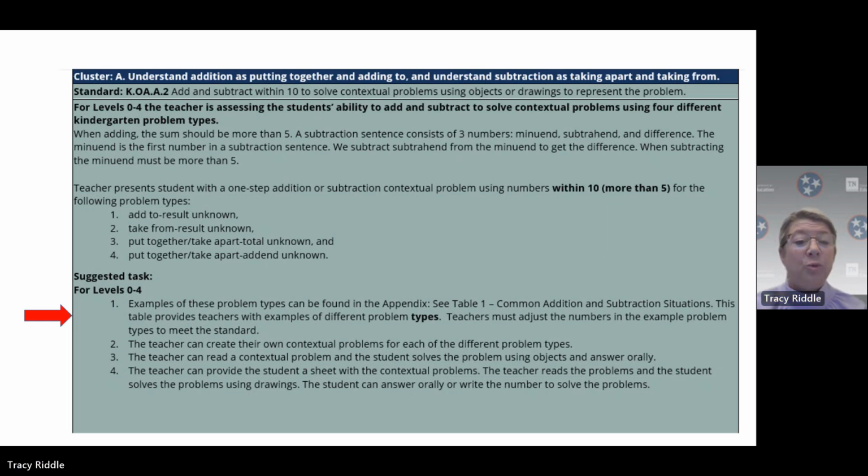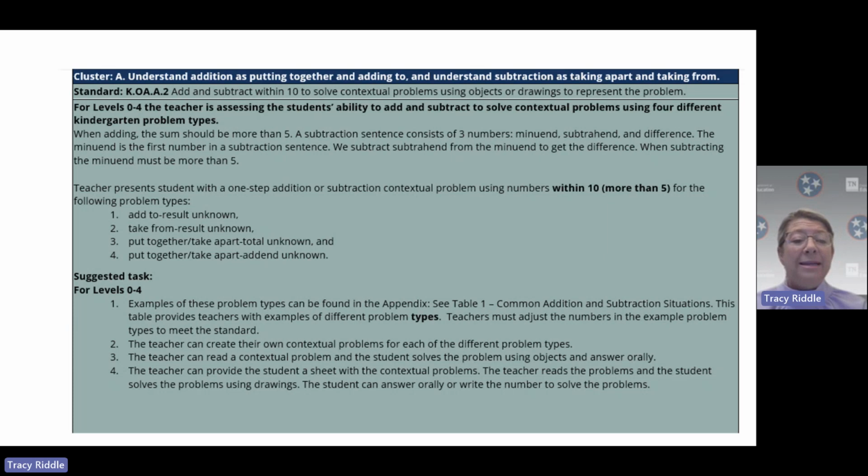types. Teachers read the problem and the student solves the problem. Students can solve the problems using objects and answer orally, or the teacher can provide the student with paper and the student answers those problems using drawings. The student can answer orally, or they can write numbers to solve the problems on their paper.